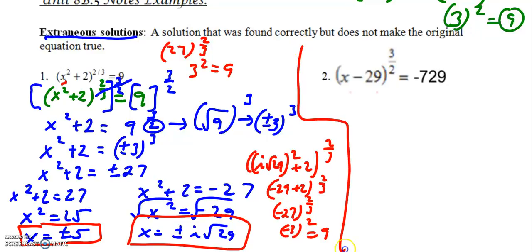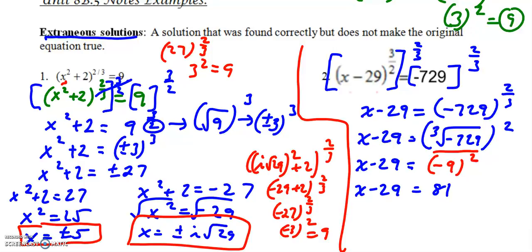Now, number 2, I would like for you to get a head start on me. I would like you to, just like this one, raise both sides to the reciprocal of 2/3 and see how far you can get. So please pause the video now and try number 2 on your own.